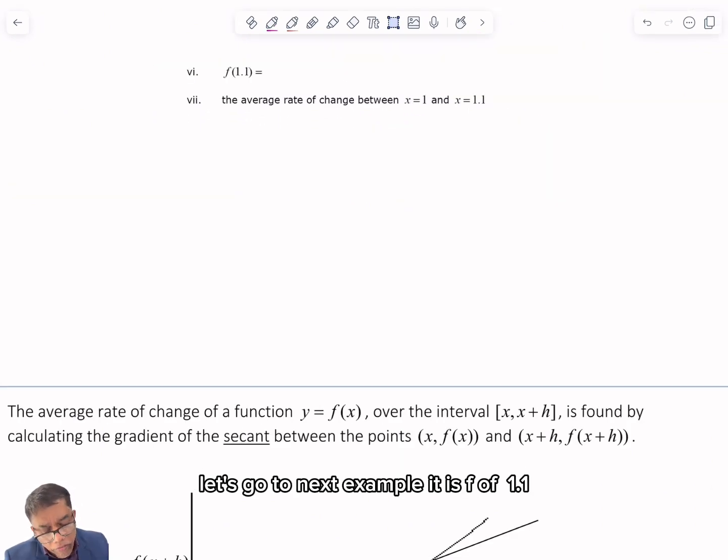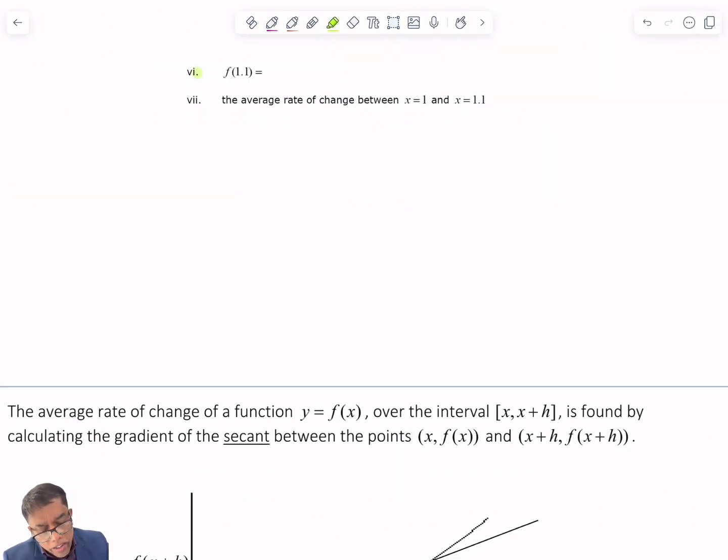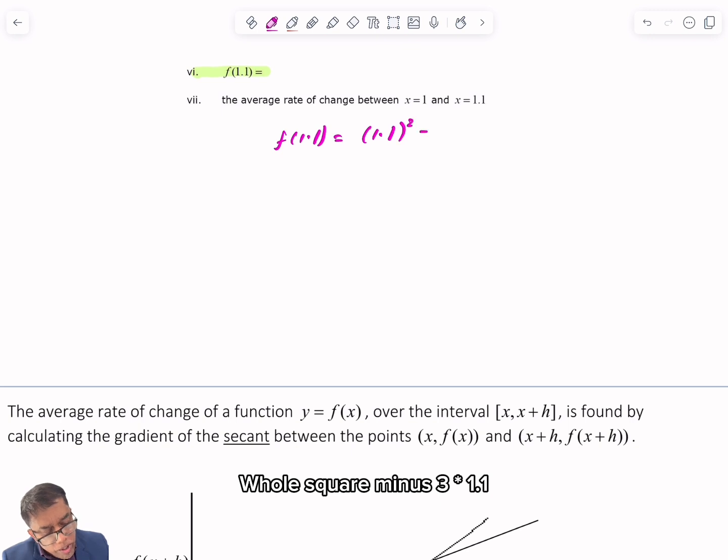It is f of 1.1. That means f of 1.1 is equal to 1.1 squared minus 3 times 1.1.